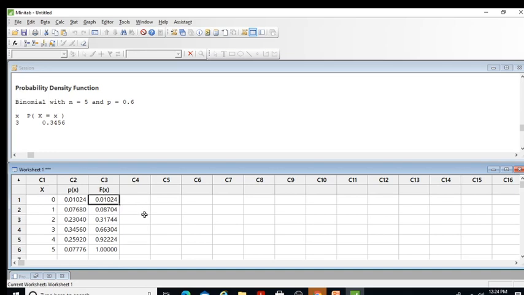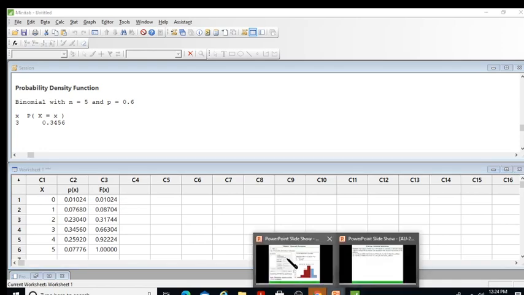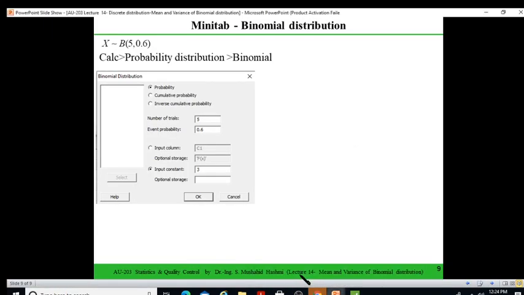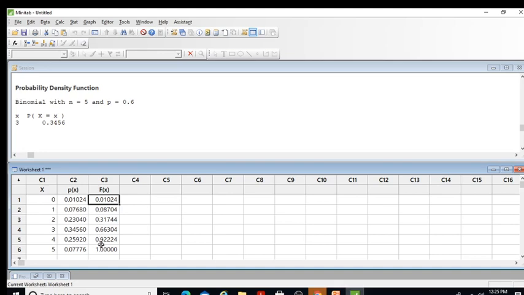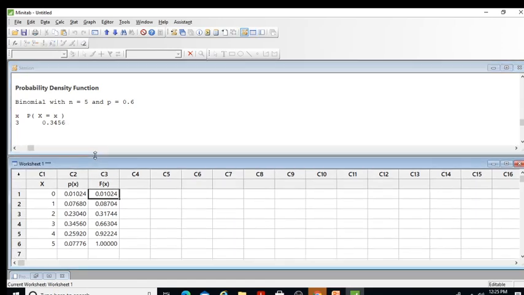So this is exactly the same values which are given in your table as well. When x is 0, 0.01, 0.08, 0.37, if you just go to that table in your previous lecture, when x is 0, 0.01, 0.087, 0.317, 0.663, 0.922 and 1. So all these values are available in that as well, 0.92 and 1. So this is how you can calculate the corresponding probabilities as well as cumulative probabilities.